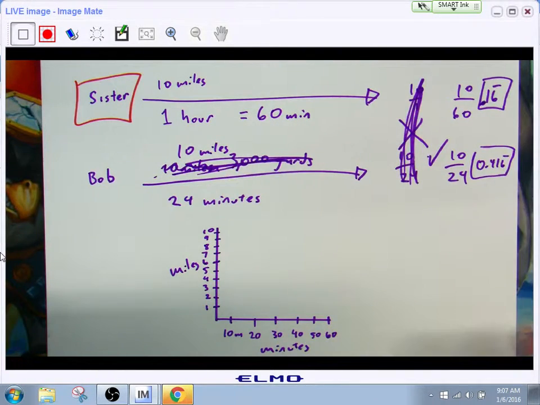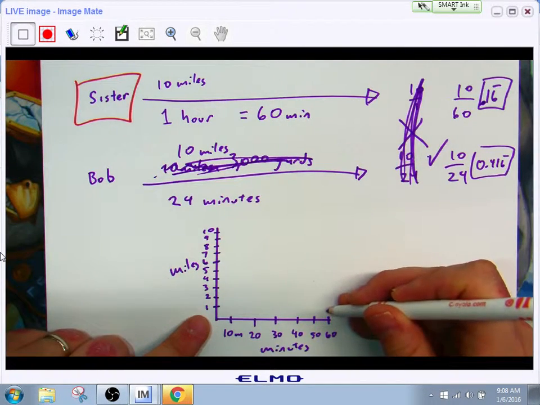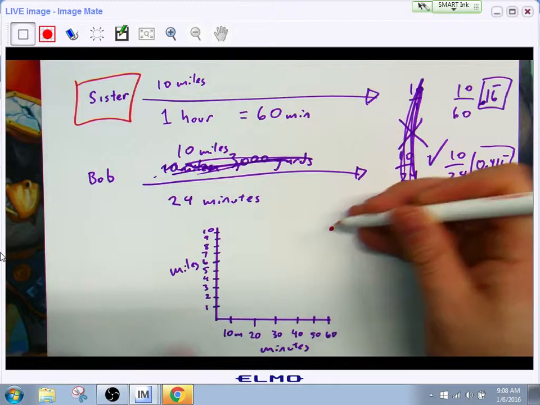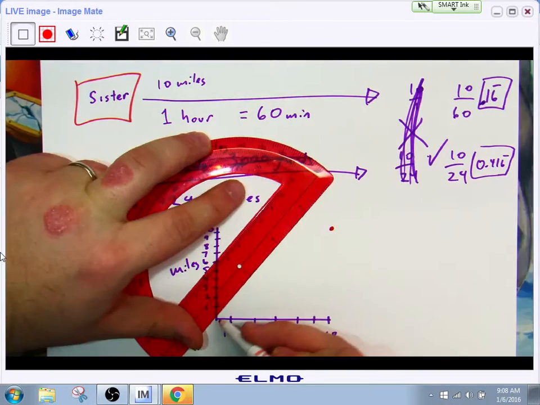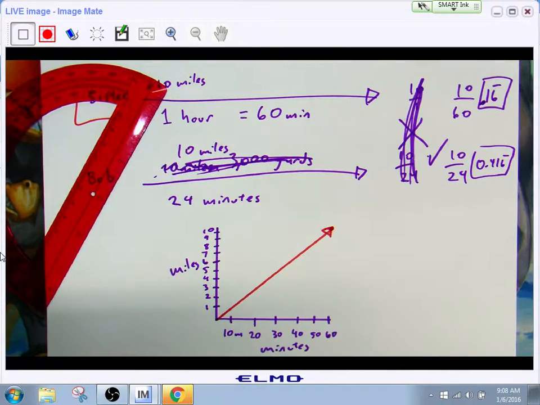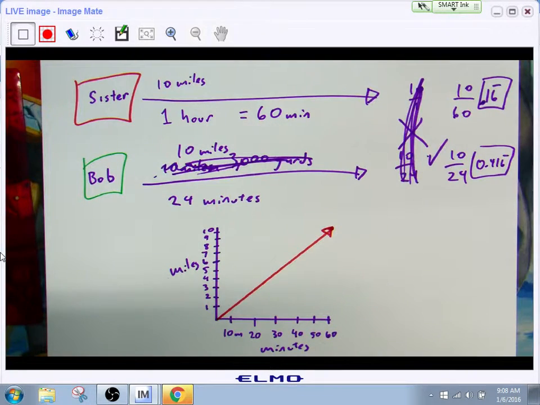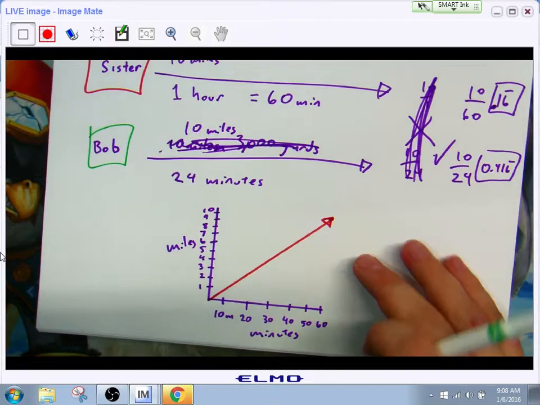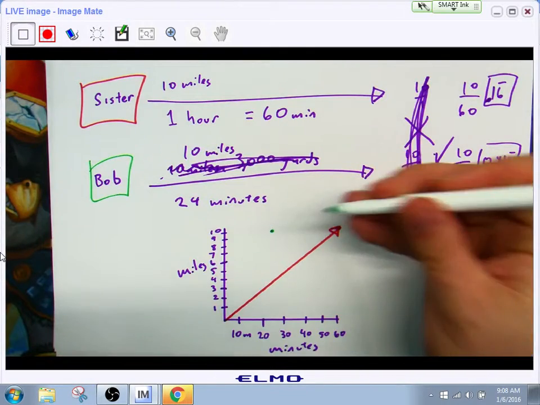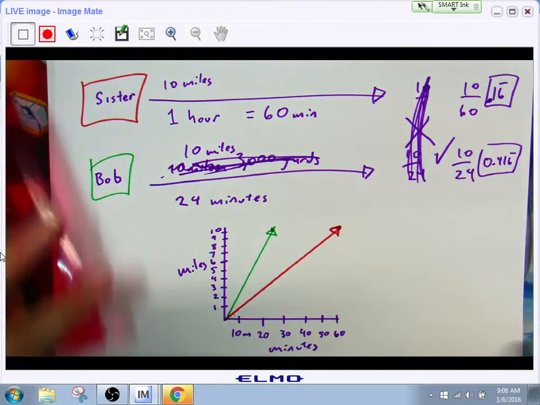Carol's sister goes 10 miles in an hour. Okay? So after 60 minutes, she's gone 10 miles. Looks something like that. We can assume she keeps driving, so I'll put an arrowhead on the top of it. My buddy Bob will go 10 miles in 24 minutes. Well, 24 is about here, and then you go to 10. Okay.